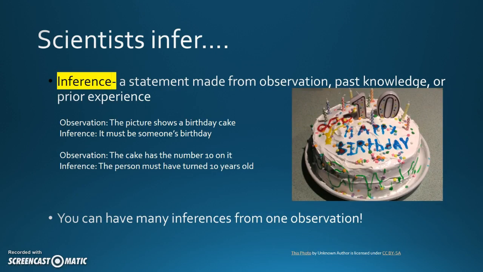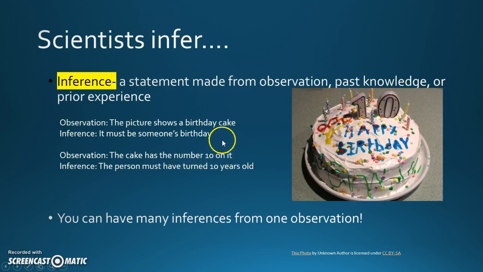The next skill scientists use is they infer. An inference is a statement made from observation, past knowledge, or prior experience. I have this birthday cake here, and I can see that the picture shows a birthday cake, so I can infer that it must be someone's birthday. I can also see that the cake has the number 10 on it, so that person must be turning 10 years old.